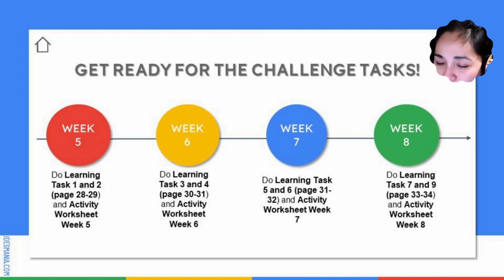For week number 7, do learning tasks 5 and 6. That will be in your module 1, pages 31 to 32, and also your activity worksheet for week number 7. And for the last week, we'll be doing learning tasks 7 and 9 on pages 31 to 34, and also your activity worksheet number 8.